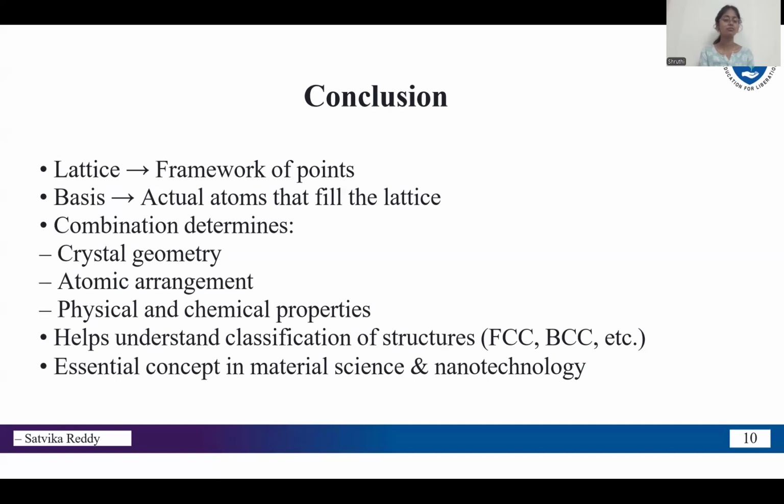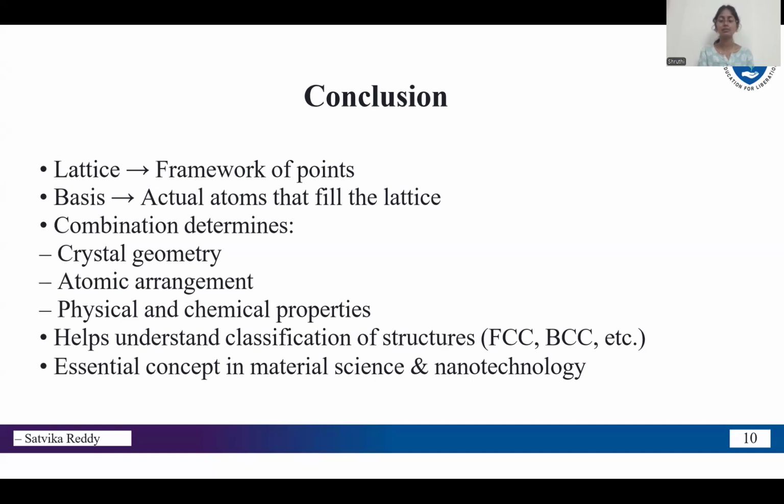Coming to the conclusion of the topic: the lattice is the framework of points, the basis is the actual atoms that fill the lattice. The combination determines crystal geometry, atomic arrangement, and physical and chemical properties. It helps us understand the classification of structures: FCC, BCC, SC. These are essential concepts in materials science and nanotechnology.